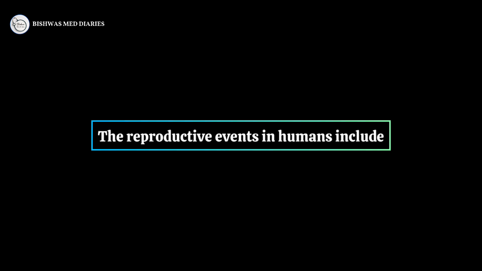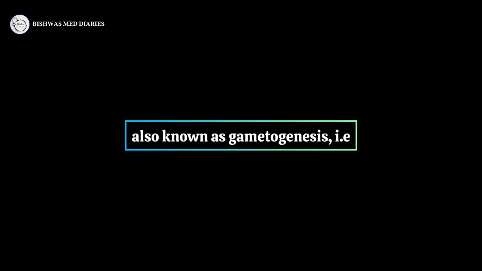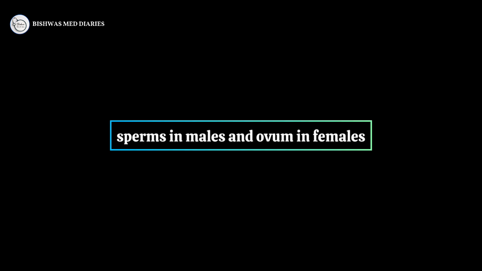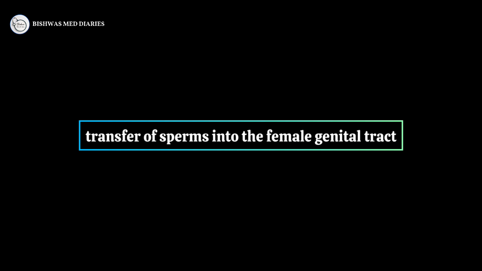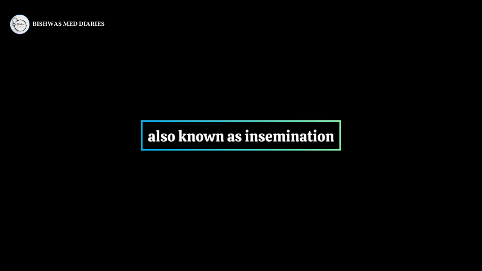As you are aware, humans are sexually reproducing and viviparous. The reproductive events in humans include formation of gametes, also known as gametogenesis, that is sperms in males and ovum in females, transfer of sperms into the female genital tract, also known as insemination, and fusion of male and female gametes, also known as fertilization, leading to formation of zygote.